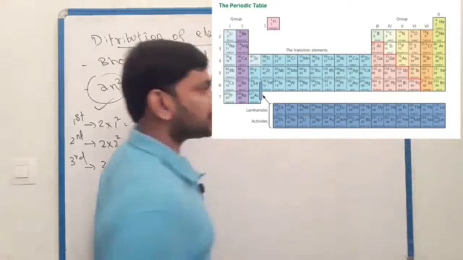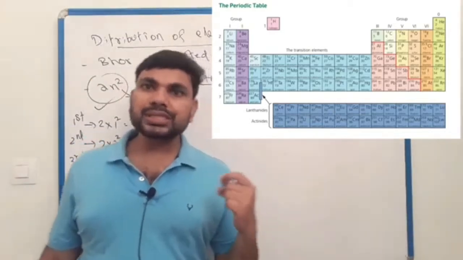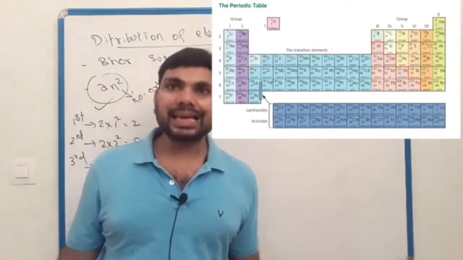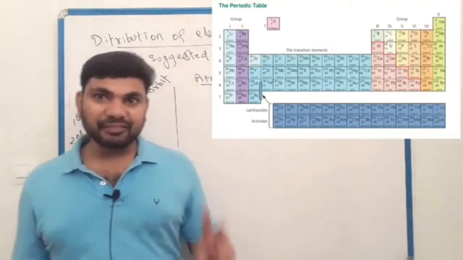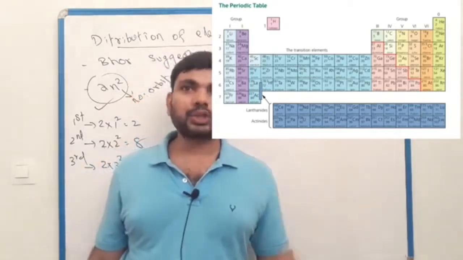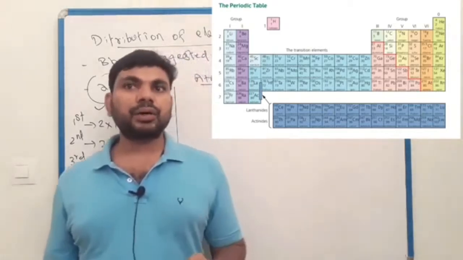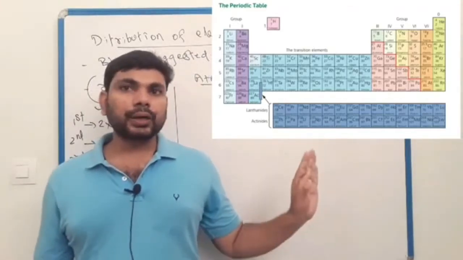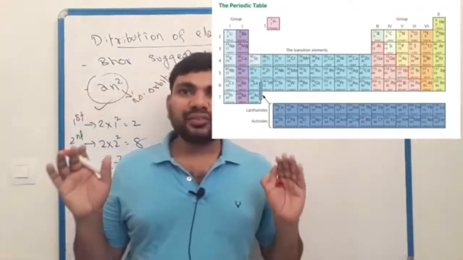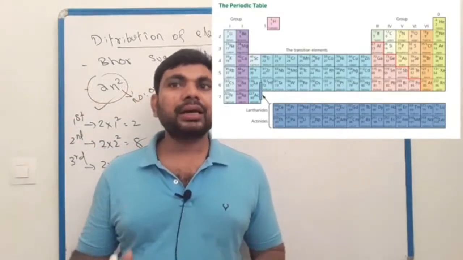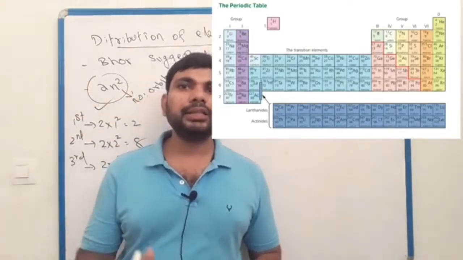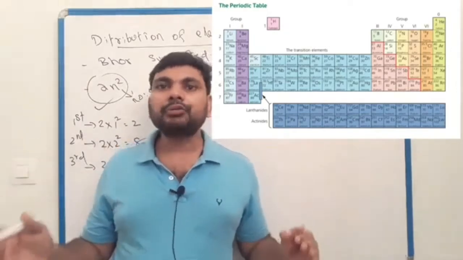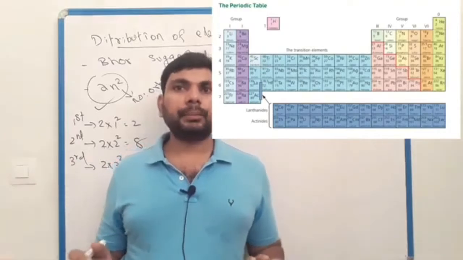So we have to use this atomic number. Atomic number of carbon is 6, which means there are 6 electrons. Atomic number of sodium is 11, which means there are 11 electrons. Atomic number of sulfur is 16, which means there are 16 electrons. So use these things. At least you should remember the first 20 elements with their atomic numbers: hydrogen, helium, lithium, beryllium, boron, carbon, nitrogen, oxygen, etc. Till 20 you have to remember according to their atomic numbers.